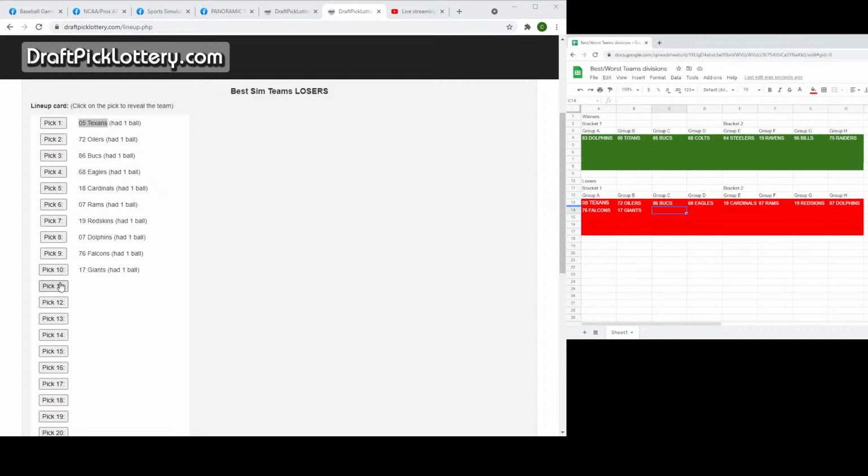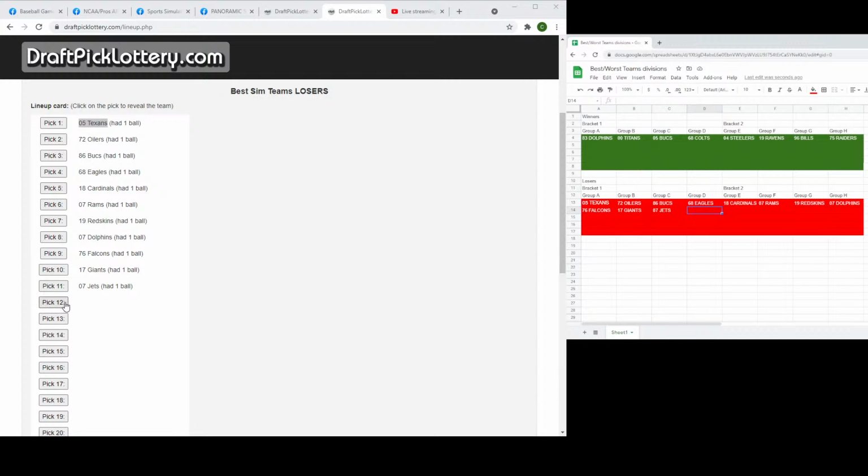Group C. Let's see who makes it for the losers. The 07 Jets will be in with the 87 Bucs. The 07 Jets, I don't know. The next year, I think they went to the AFC title game. I can't believe 07 was that bad.